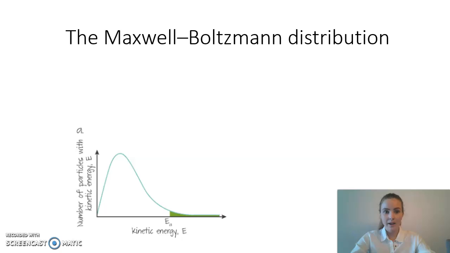We are going to look some more at the Maxwell-Boltzmann distribution. Here is the same graph as in the video. Normally we call the x-axis the kinetic energy, and for energy we normally use the letter E. E_A will be the activation energy, the sufficient energy for the reaction to happen. That is the minimum energy needed for the reaction to happen, meaning that at this point it's the minimum energy the particles can have for reacting.